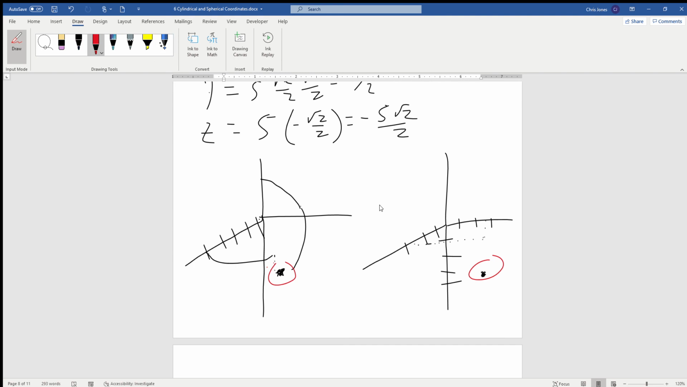So in the final video, what we're going to do is take a look at how we're going to convert these spherical equations into rectangular and then plot them, much like we did for the cylindrical system.